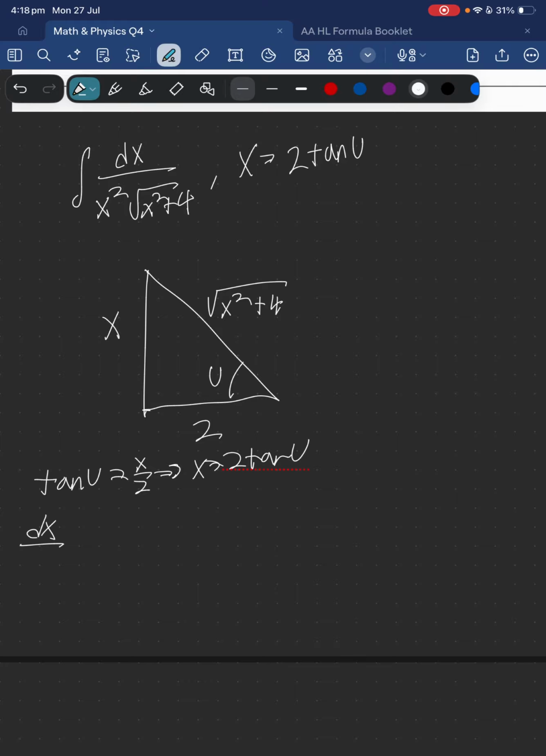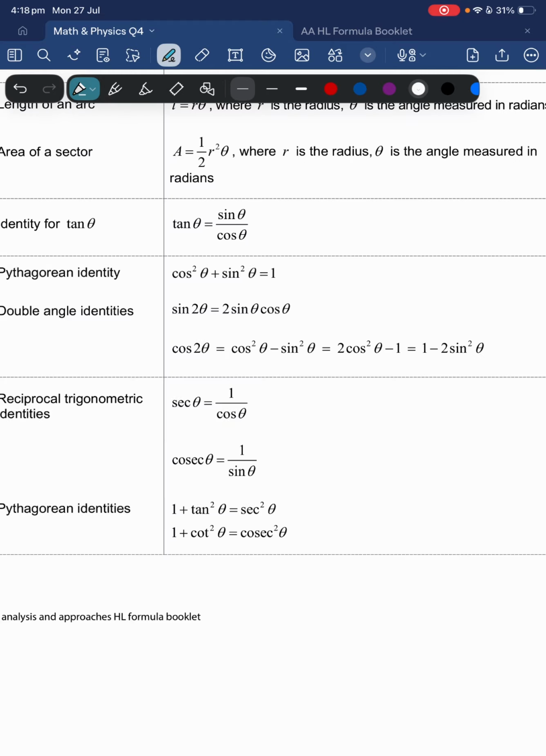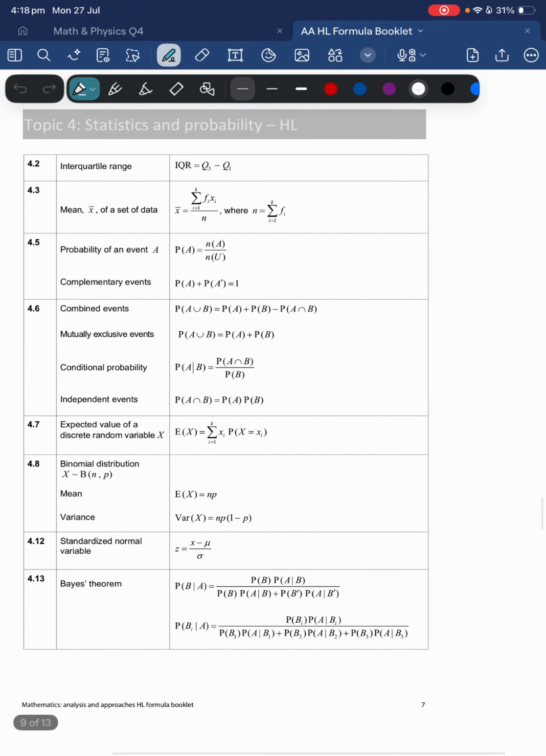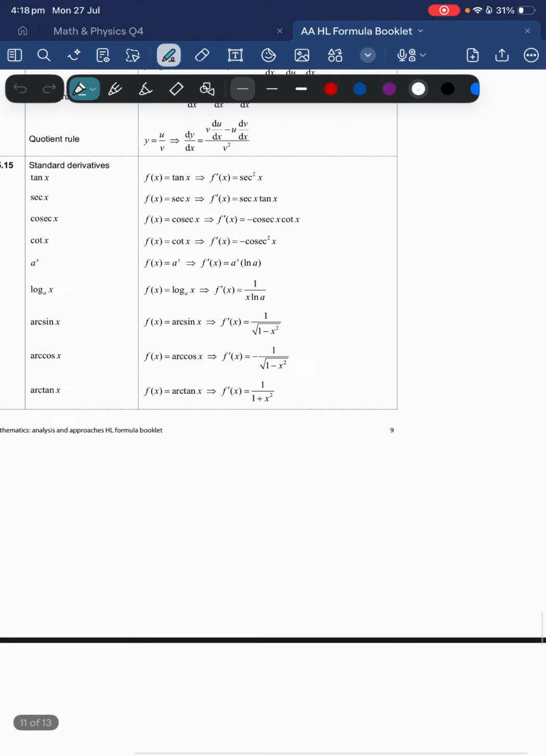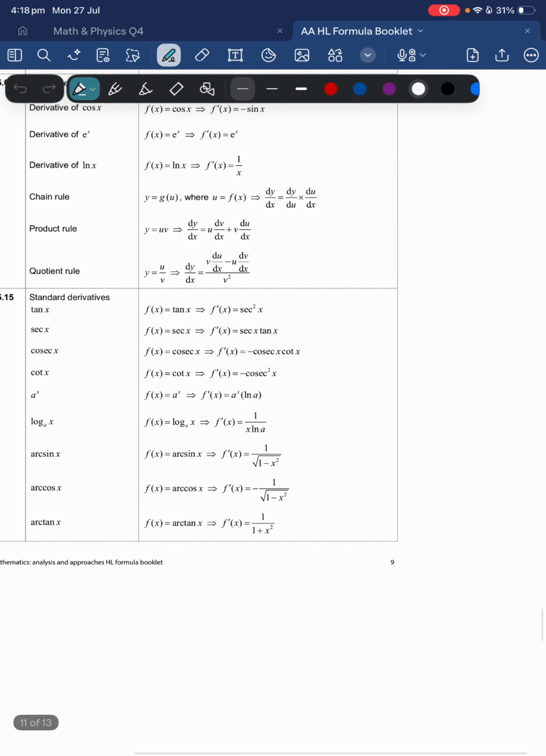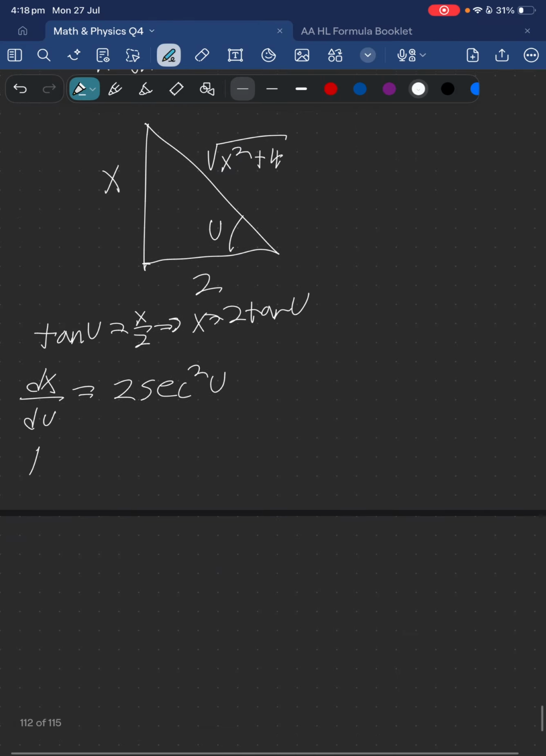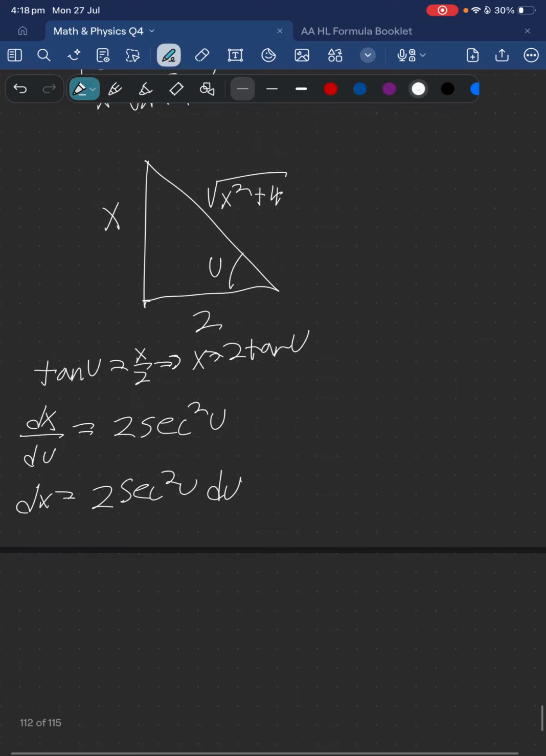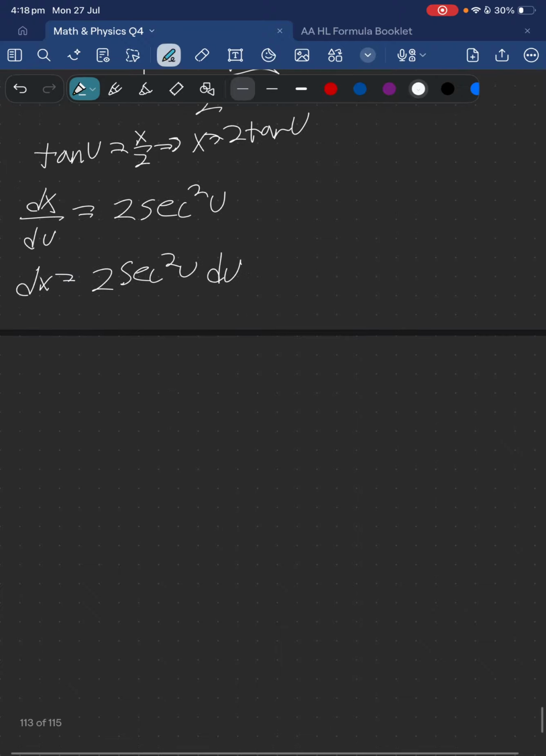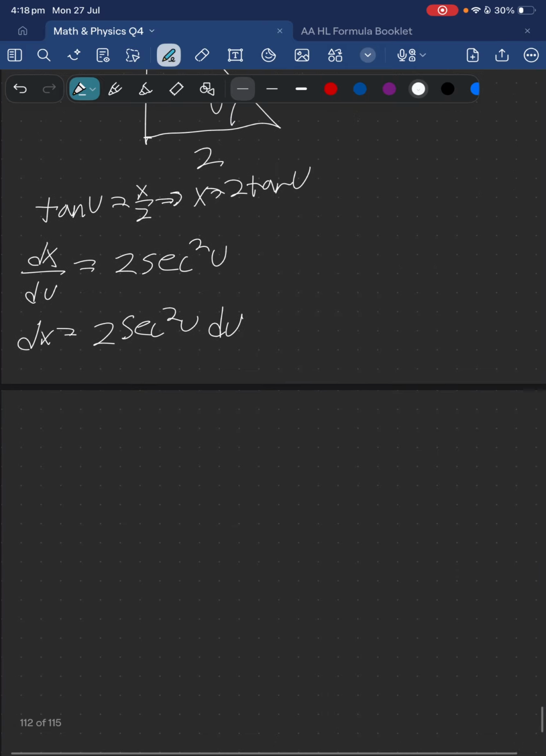Differentiate x with respect to u. We get, I believe, 2 secant squared u. Let me just double check if that is correct in the formula booklet. Yes, it is correct. And then we solve for dx. So dx is 2 secant squared u du. Perfect. And now we make that substitution for x and dx.